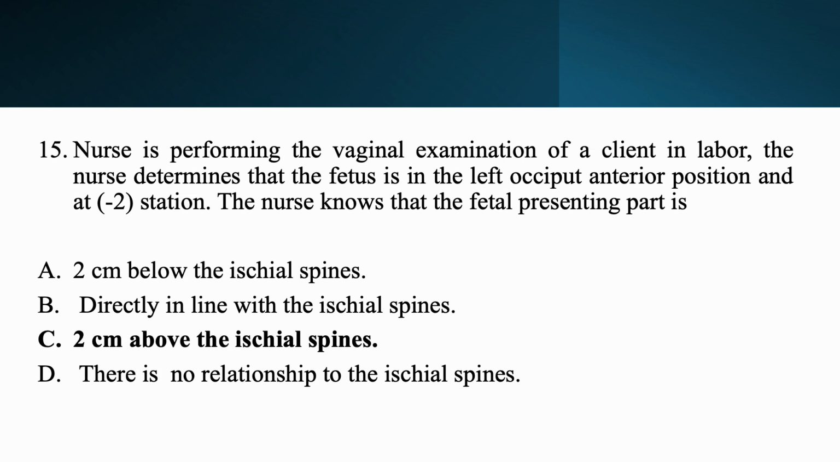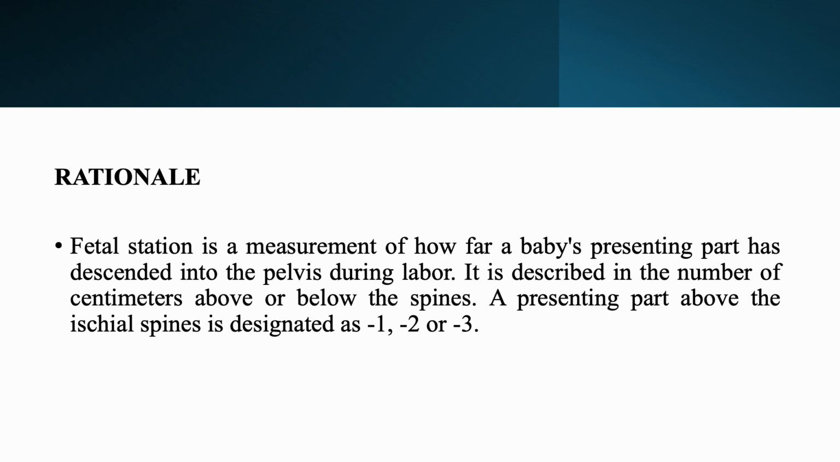The correct answer is option C, 2 centimeters above the ischial spines. Fetal station is a measurement of how far a baby's presenting part has descended into the pelvis during labor. It is described in the number of centimeters above or below the ischial spines. A presenting part above the ischial spines is designated as -1, -2 or -3.